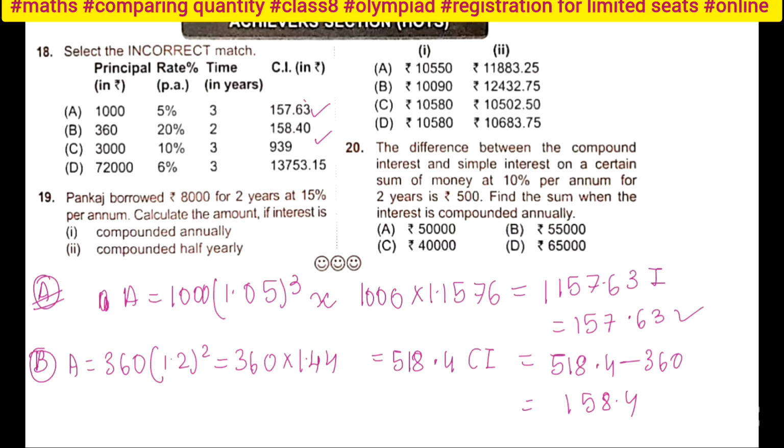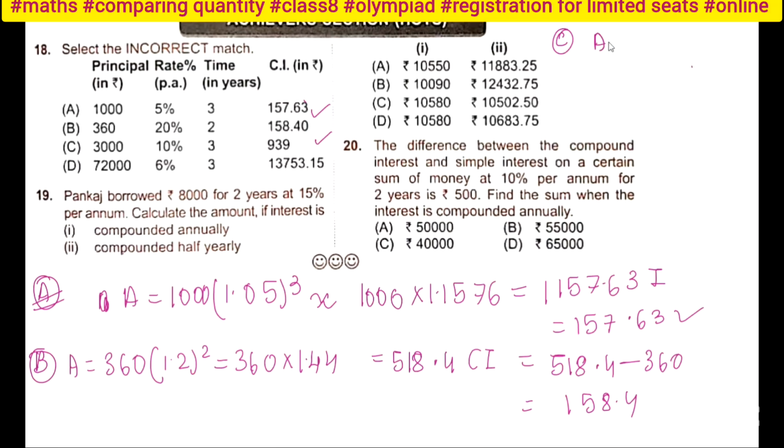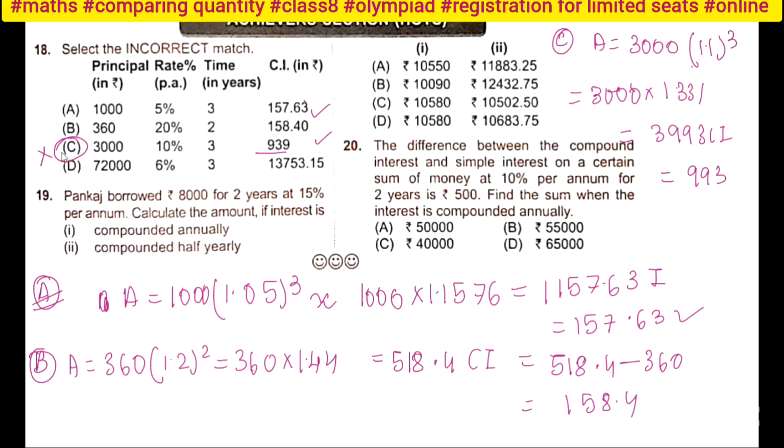Now check the next one. Next one is 3000, so they are applied in the 3000. So amount is equal to 3000 into 1.1 whole cube, or I am getting 3000 into 1.331, or I can say 3993. CI, or I can say it is 993. Now see, 993, but they have given 399, 939, so this is incorrect one, right? So my required answer will be C option.